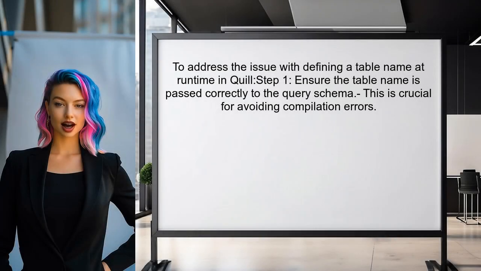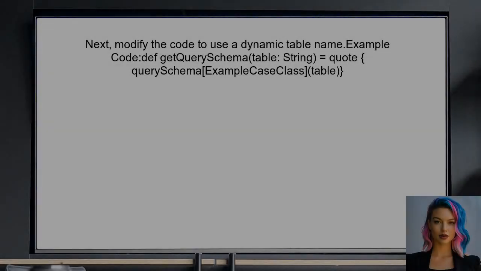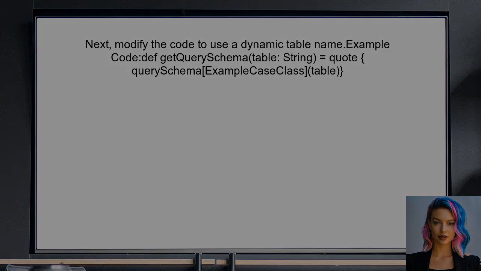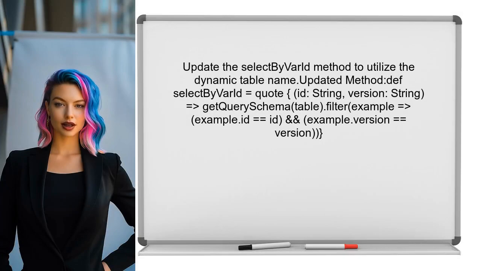To address the user's issue with defining a table name at runtime in Quill, we first need to ensure that the table name is passed correctly to the query schema. This is crucial for avoiding compilation errors. Next, the user should modify the code to use a dynamic table name. This can be achieved by using a method that accepts the table name as a parameter and returns the query schema accordingly. Now the user can update the selectByVar_id method to utilize this new approach. This will allow the method to work with the table name defined at runtime without causing compilation errors.